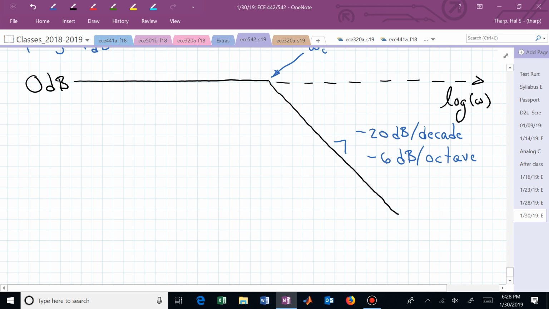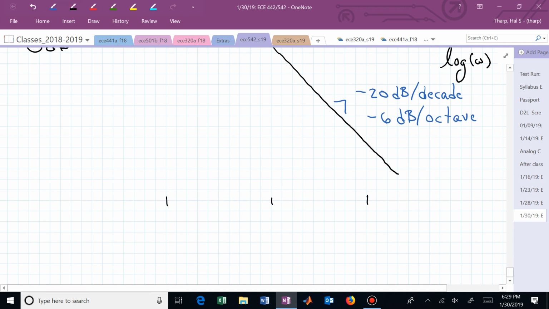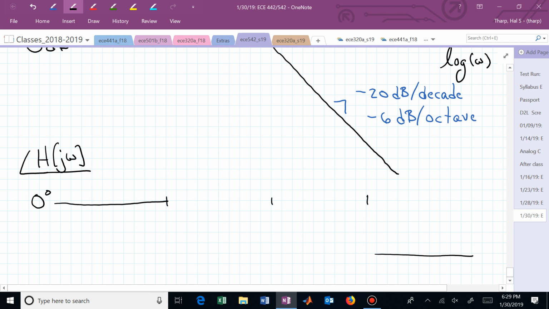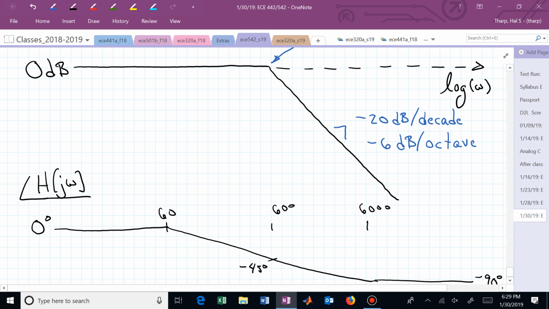Our phase plot, if I could draw it, this was now at 600. So what I want to do is identify a decade before 600 and a decade after, and on a log scale, those are the same distance. Those don't quite look the same distance, but use your imagination. There's 0 degrees. This is now the angle of H of j omega, and this is now minus 90 degrees. And in our straight line, that's supposed to be a straight line connecting 0 and minus 90. And right here at 600, this should be minus 45 degrees. This is 60, and this is 6,000. There is our Bode plot for this first order low pass filter.